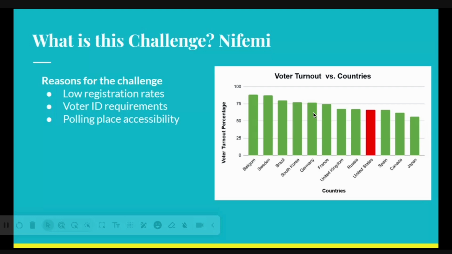The graph shows the voter turnout in the United States compared to other countries, and you can see that countries like Belgium, Sweden, and Brazil have a voter turnout that is significantly higher than that of the United States.